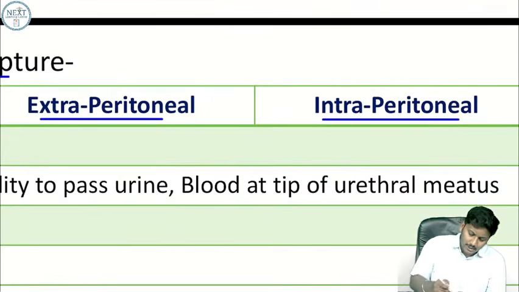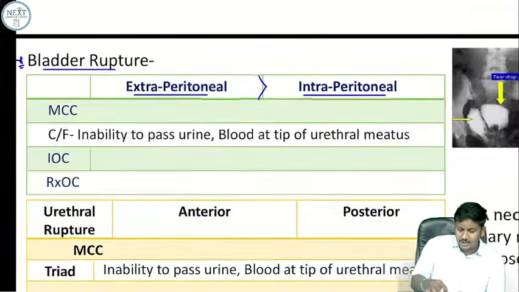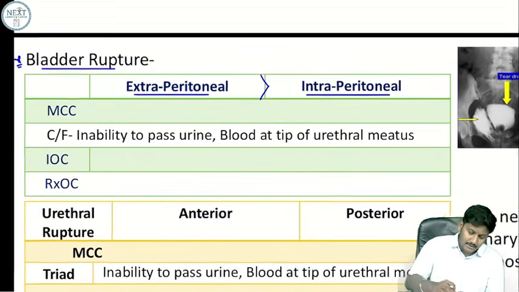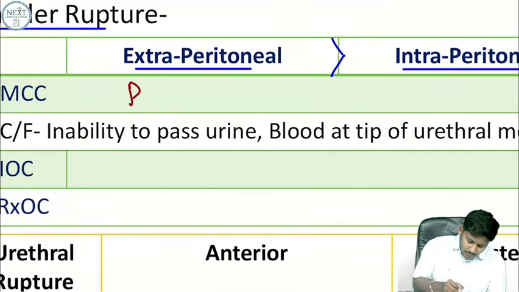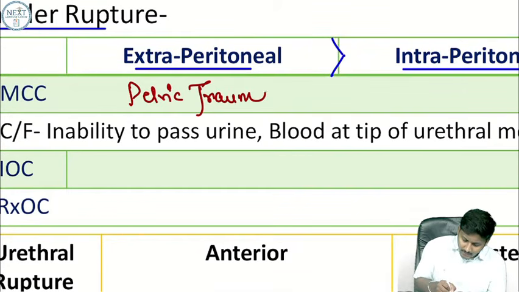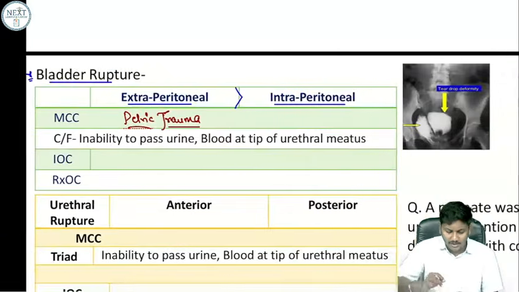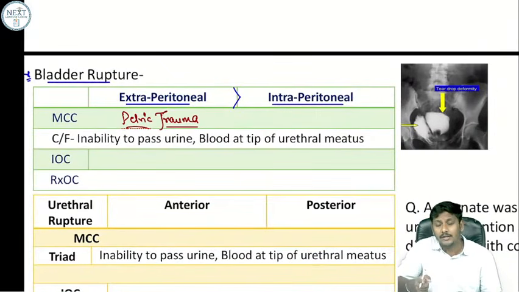We know that more common is always an extraperitoneal bladder rupture. Remember, extraperitoneal bladder rupture happens due to a pelvic trauma or a pelvic fracture. Now due to a road traffic accident, whenever there is a pelvic trauma or fracture, that will cause an extraperitoneal bladder rupture, also associated with a posterior urethral rupture, beta. Yes, bladder rupture is very commonly associated with posterior urethral rupture as well.